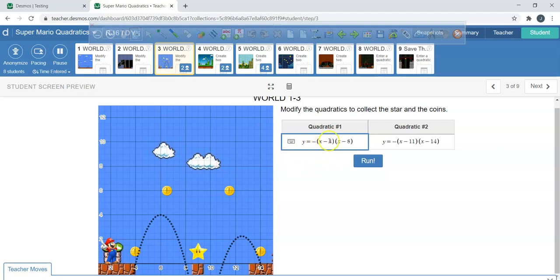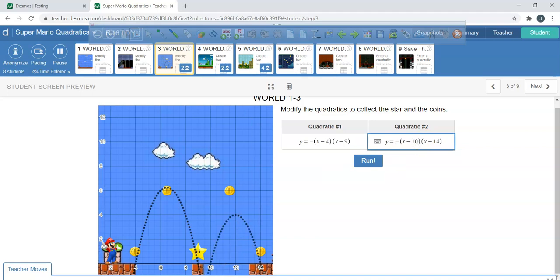What if I wanted to change this to, I don't know, a 9? That's pretty good. So right now it looks like he's going to hit this coin and that star. Now if I want to adjust this one, this parabola is dealing with this quadratic number 2. So let's say I want to move it over here to 10. So see where it says 11 right here? I'm just going to make it a 10. That changes my 0. Let's make it a 9. Look at that. That worked.